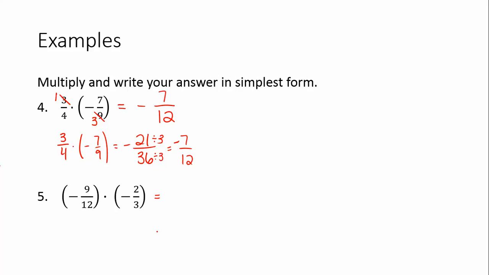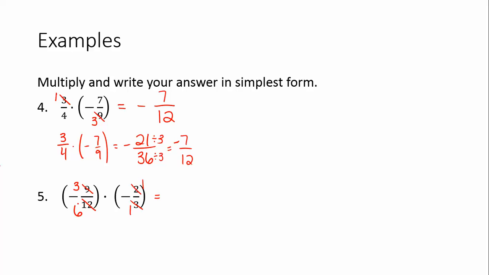Let's look at example 5. We have negative 9/12 times negative 2/3. Here I'm going to cross-cancel. The 9 and the 3 will reduce. 3 goes into 3 once, 3 goes into 9 3 times. Also, the 2 and the 12 will reduce. 2 goes into 2 once, and 2 goes into 12 6 times.